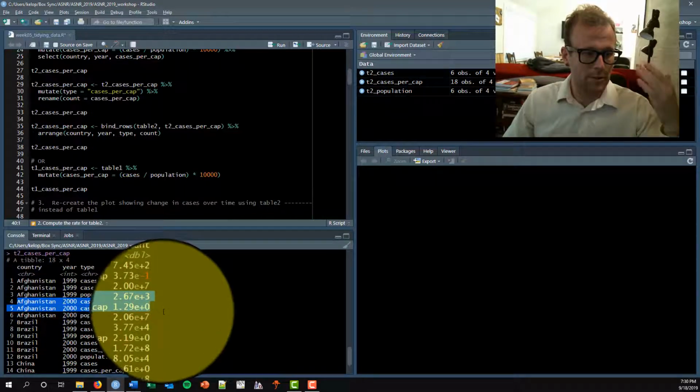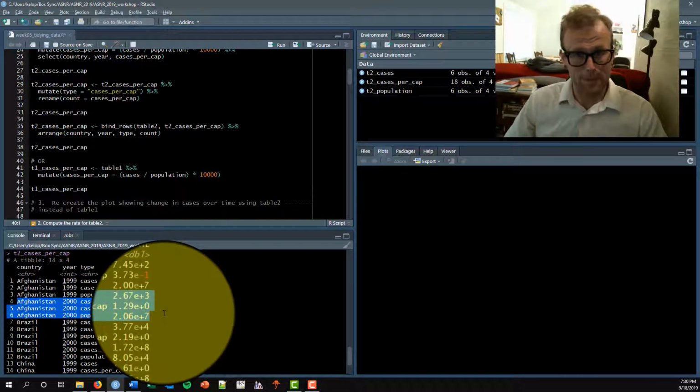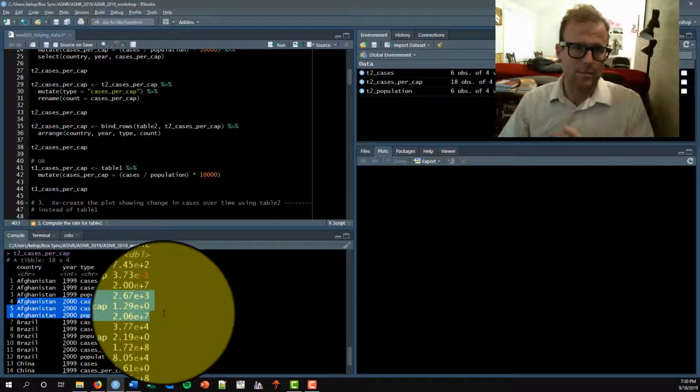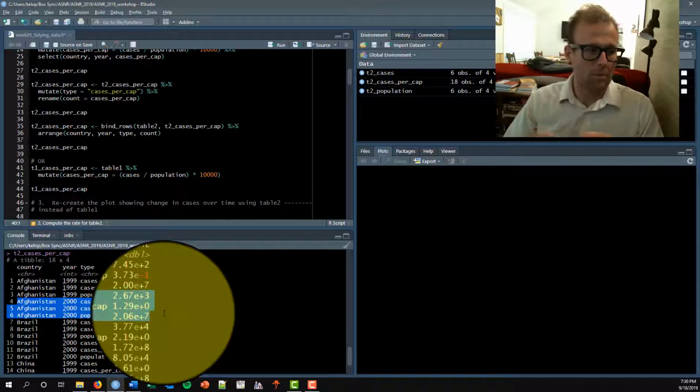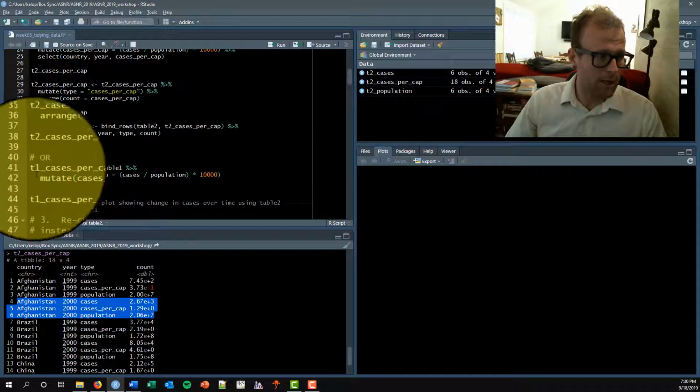And then I have the same country in the next year. I have the cases per capita, and the population. So this is one way of working with these data in order to take them apart and stitch them back together. So I've folded them back into the original data frame.